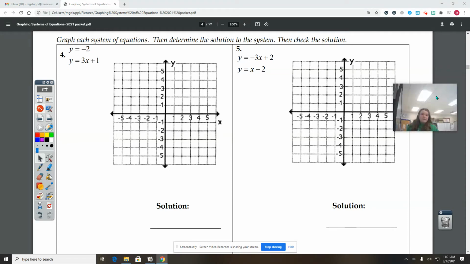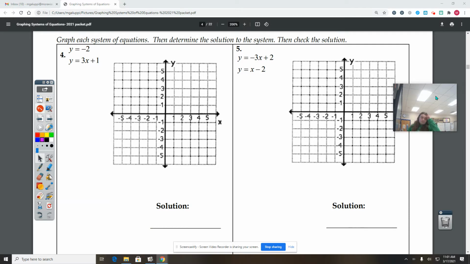Hi everyone. So now we are going to find our own solution to the system of equations. So we're given the two equations and we have to find the solution. So we have to find the intersection point. So graphically, all we have to do is graph both of the equations and find where they intersect.